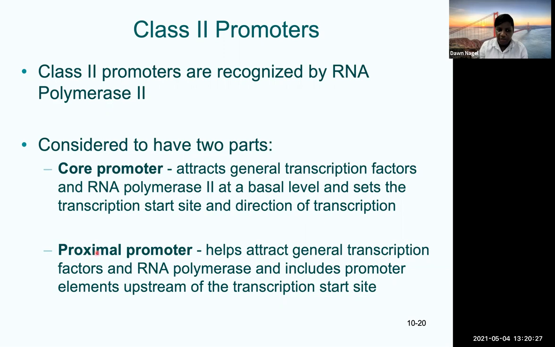In addition to the core promoter, you have a proximal promoter. This helps to attract the general transcription factor polymerase, but it also has other promoter elements upstream of the transcription start site that help to efficiently transcribe these genes, okay? So these are 2 parts, they just have different types of elements that are present, and their location is a little bit different relative to the transcription start site. Very similar to what you saw in bacteria with the -10, -35 box versus UP elements or even further distant elements, okay?